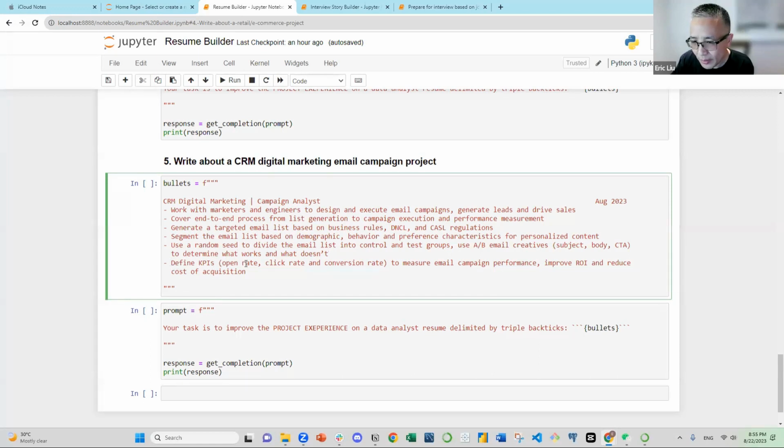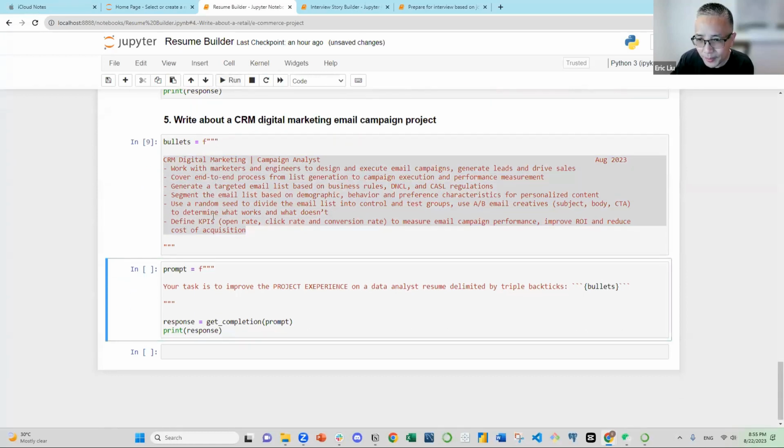define KPIs. And once again, be specific: open rate, click rate, conversion rate, to measure email campaign performance, improve ROI, and reduce the cost of acquisition. Okay, I think this is a really good write-up for this project. So let's run this.